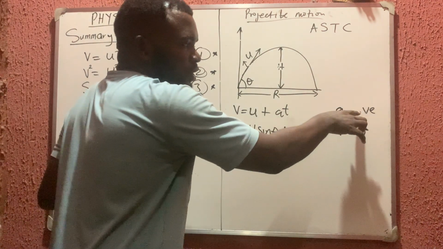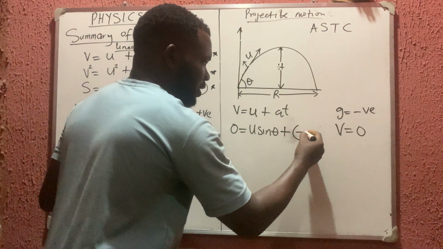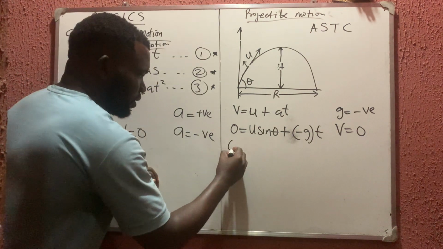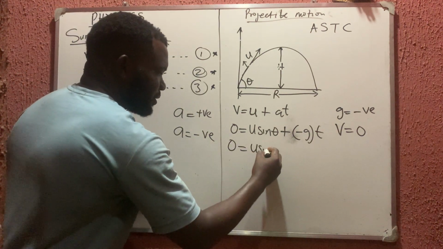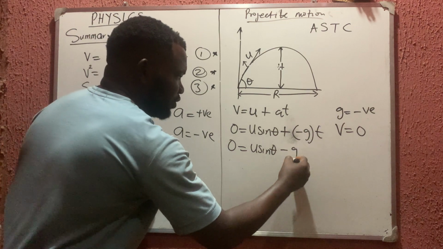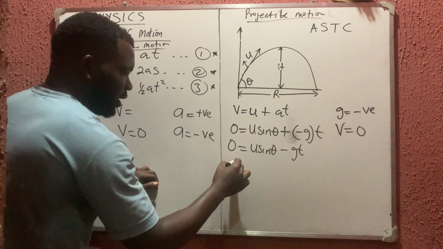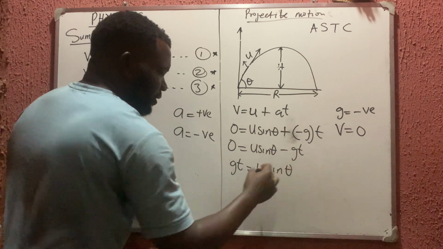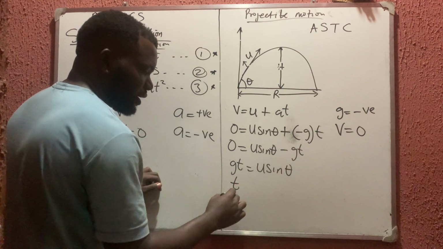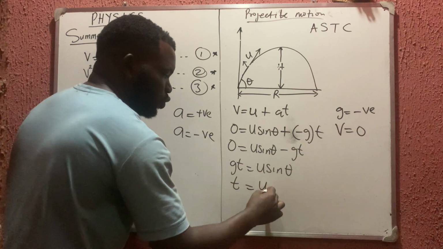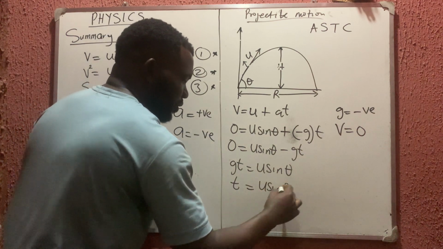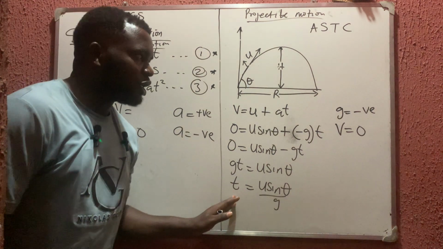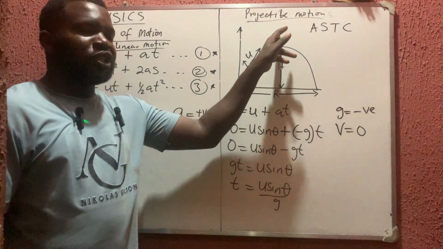But not just g, but negative g, because this is retardation. Minus g, then t. Now, 0 is equal to u sine theta minus gt. Collect like terms. This one coming here, gt will now be u sine theta. Then to get the time it will take this man to reach the maximum height will now be u sine theta over g. Very simple formula. This is the time it will take this object to reach the maximum height.